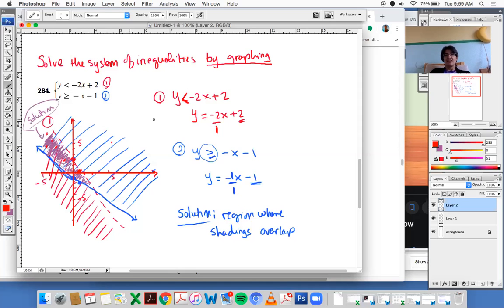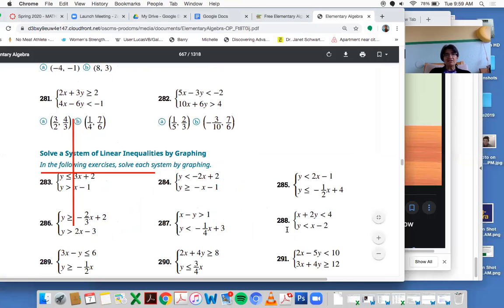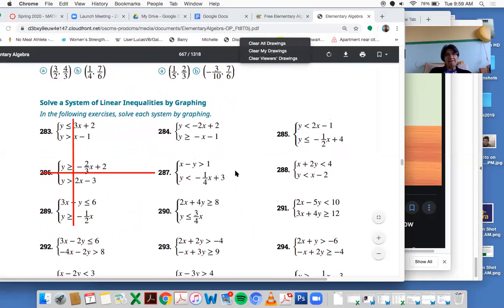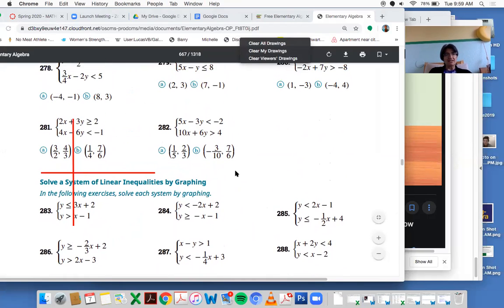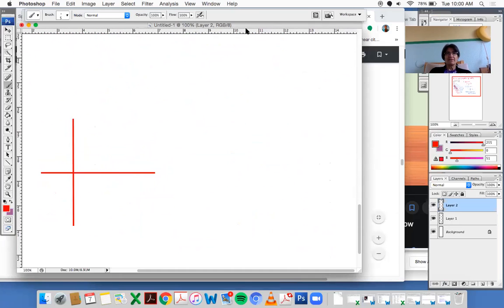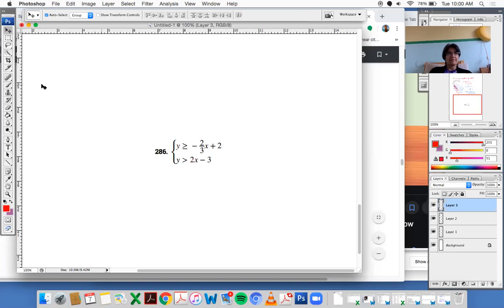All right, so let me grab a problem that you guys can try out. Let's look at 286. I'm going to give you guys a few minutes. Make a graph of each of these inequalities with the shadings, and then see where the shadings overlap. So you should get a picture. The graph is your answer.